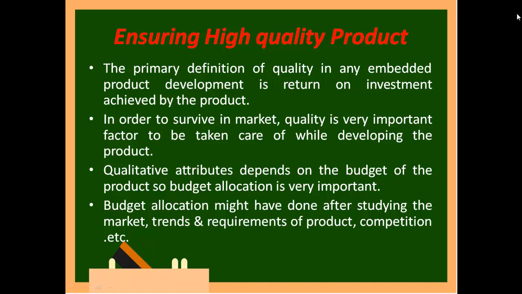Then budget allocation might have been done after studying the market. Let us assume I am going to manufacture a new product, and I go on sitting and spending time. So at the time when I bring this product, no one needs this product. If that happens, then everything is a waste. So budget allocation might be done after studying the market trend, the requirement of the product, competition, etc.